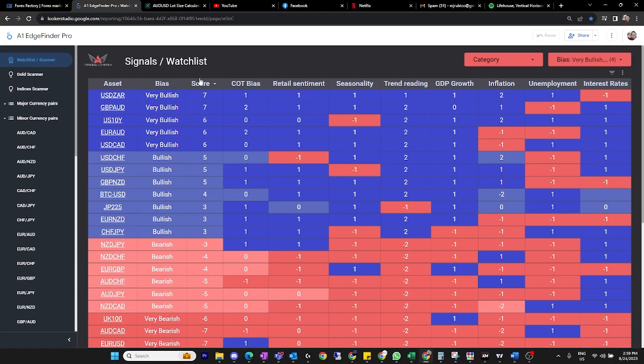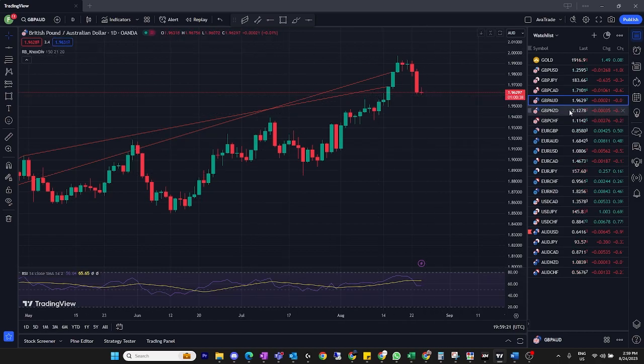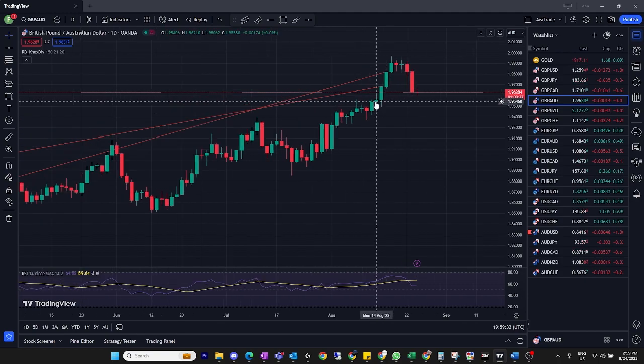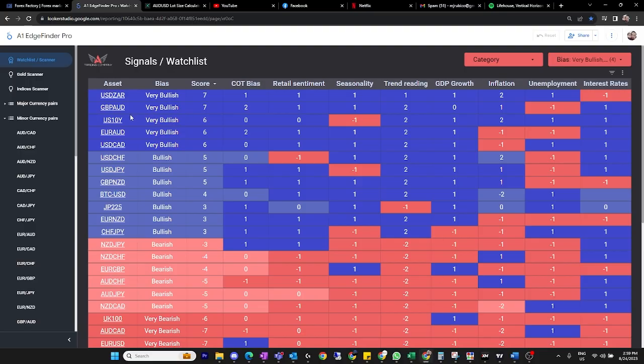So, dito sa tool na to, it's from A1 Edge Finder Pro. Nakita natin dito na yung GBPAUD ay very bullish yung bias. Tapos, pag tinignan natin yung charts, yung GBPAUD, talagang uptrend siya. Ngayon, mukhang pababa yung last few days dito sa daily chart. So, tingnan natin kung anong nangyayari. And then, I'll tell you later kung I'll take that trade or not.